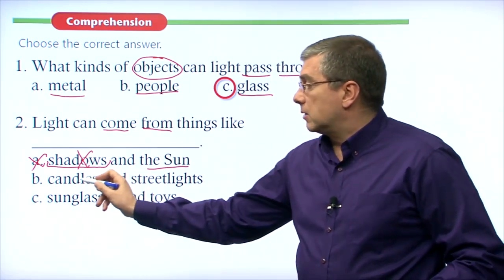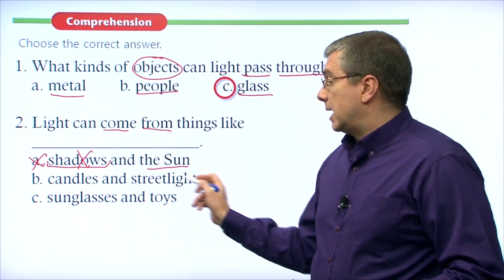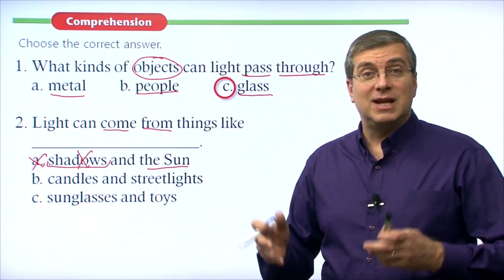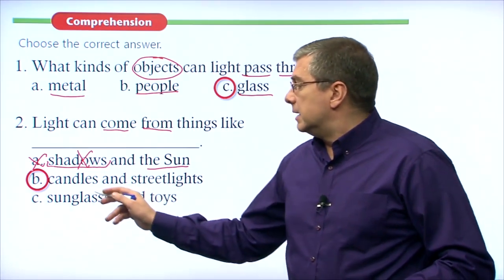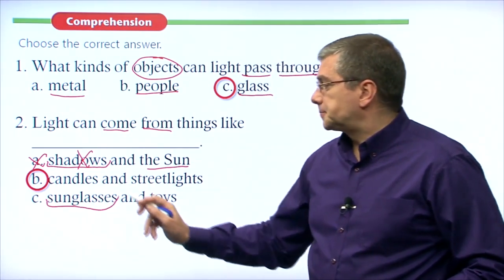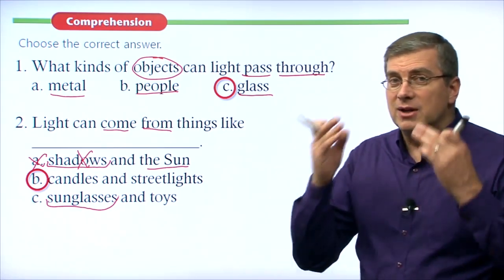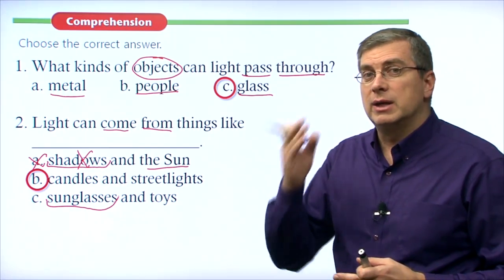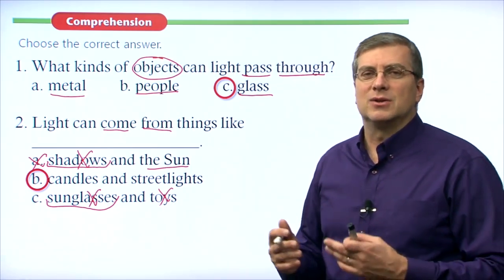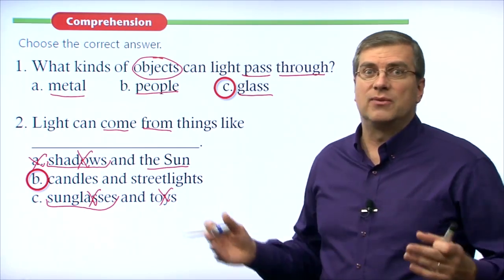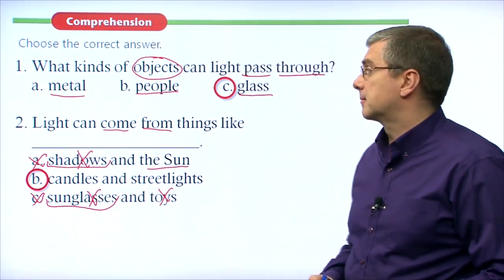Light can come from things like candles and streetlights. Can light come from candles? Sure, we burn candles to make light. Can light come from streetlights? Sure, people in the city put up streetlights so they can see at night. So B is the correct answer. What about C? Light can come from things like sunglasses. Do sunglasses make light? No, sunglasses block some of the light so that it protects your eyes. So that's not true. What about toys? Toys don't make light, right? Toys are usually made of plastic objects. Light doesn't come from plastic, right? So this is not correct. Obviously, our correct answer here is B. Let's move on to number three.